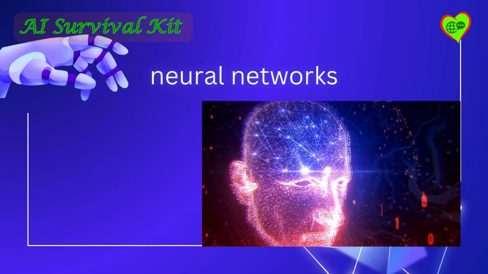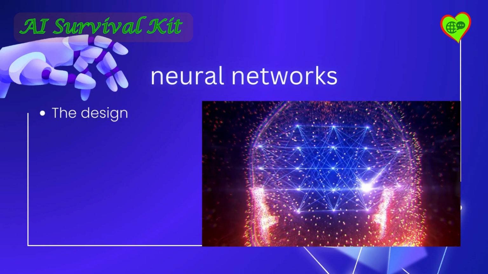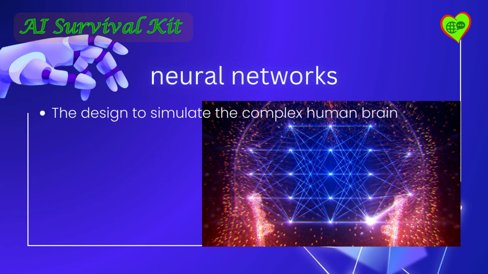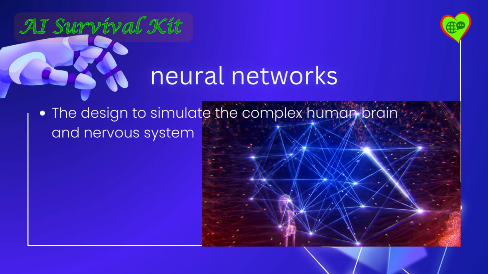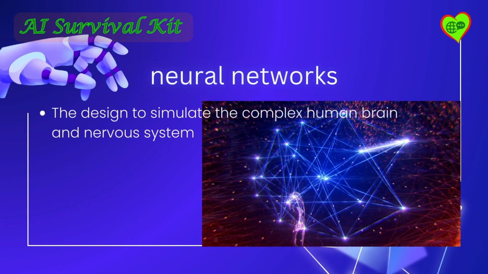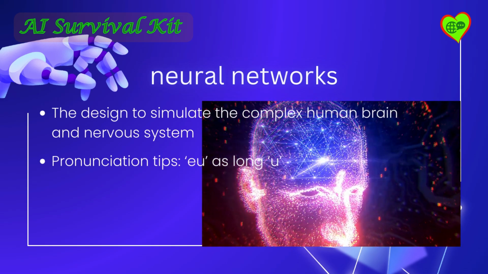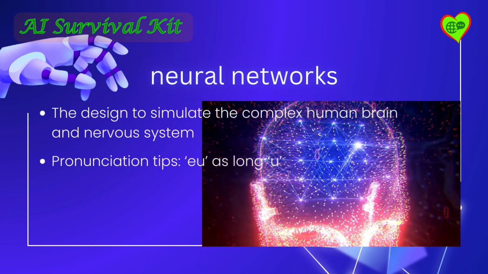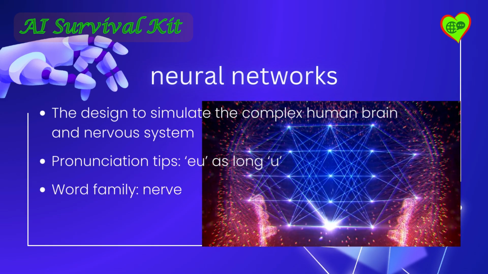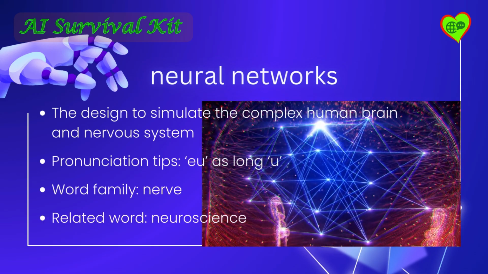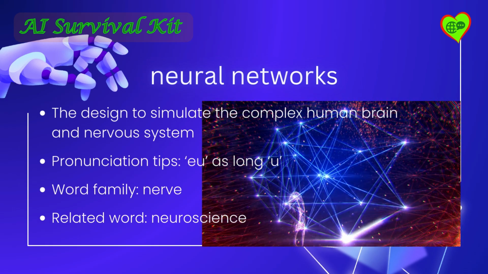The fourth and last term we are going to discuss is neural networks, which refers to computer models simulating the complex human brain and nervous system, or simply put, programs trying to think and learn like humans. We often pronounce E-U as a long U sound, so the word is pronounced as neural. Neural comes from the word family of nerve. Another useful word in the science field is neuroscience, the study of the brain and nervous system.